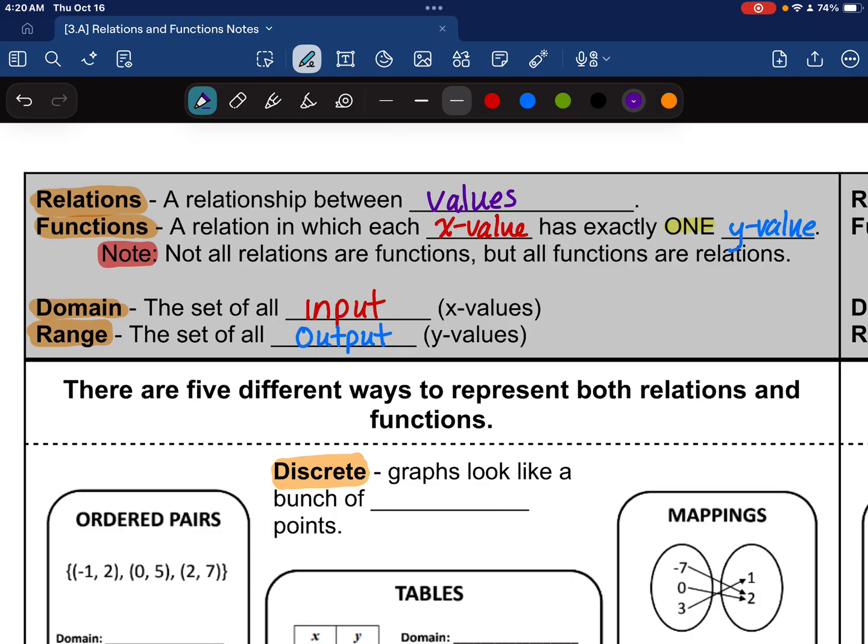Alright, so the domain is all the input numbers. It's all the x values. I'm using red to describe those. And the range is the set of all the output numbers. Oh, I guess I should put S's on these. Outputs and inputs. Anyway, the range is y values. Okay.